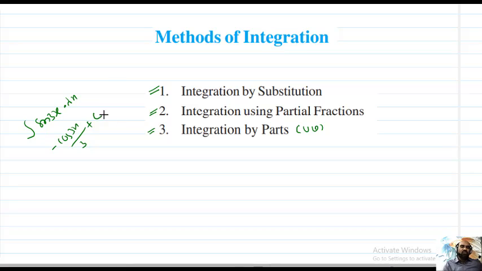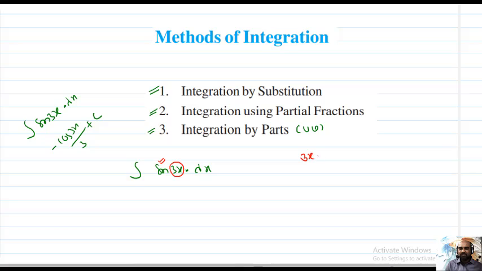But how can I use the concept of integration by substitution? So I will explain. Integration of sin 3x dx. The meaning of the problem is you want to integrate this function with respect to x. Now integration by substitution means you want to change the variable. You want to integrate with respect to another variable, t or k, like that.